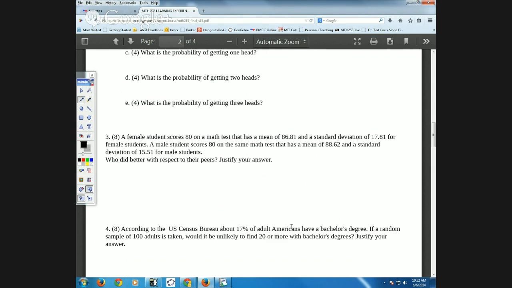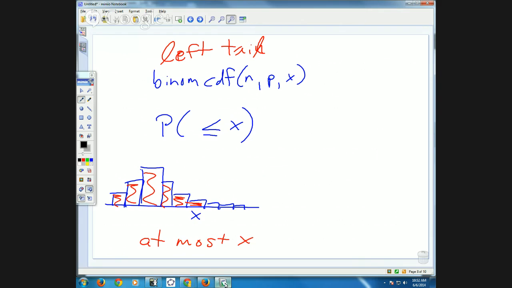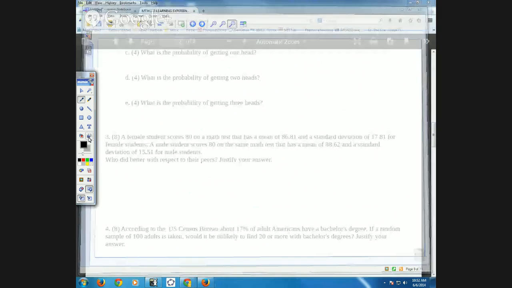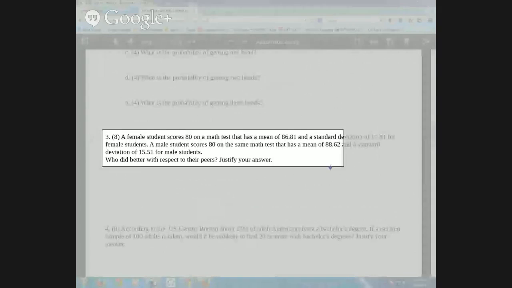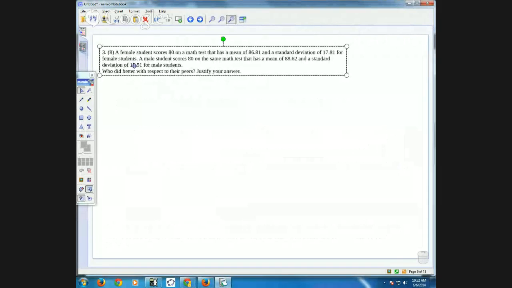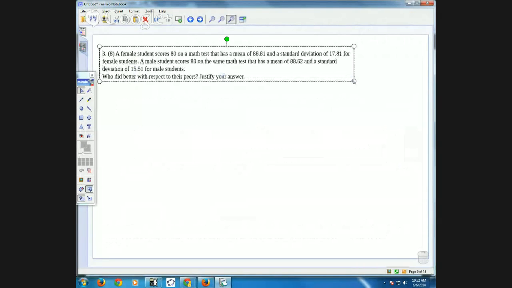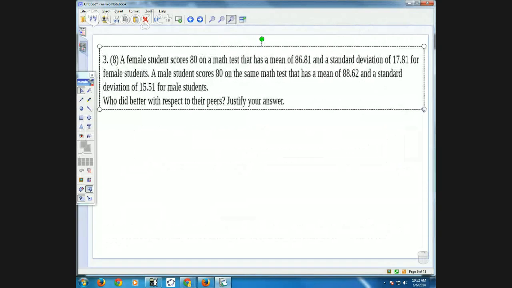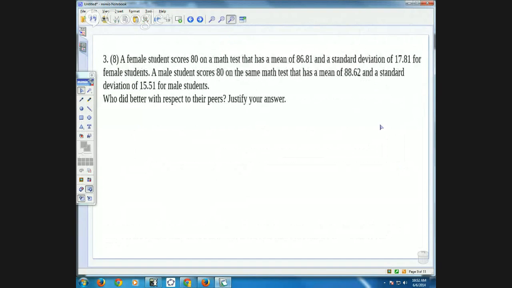I'm going to copy that into my notebook here. If I had the whole data set, I could do other things to compare. But based on only those numbers, the only thing I can think to do is z-scores.